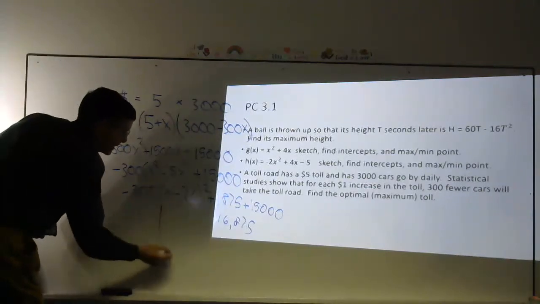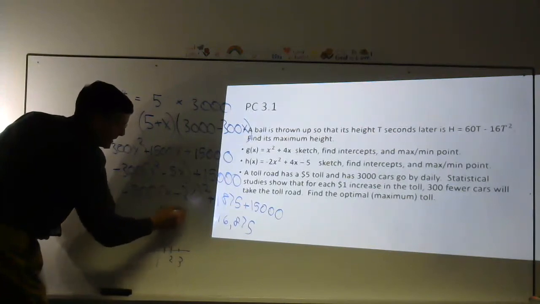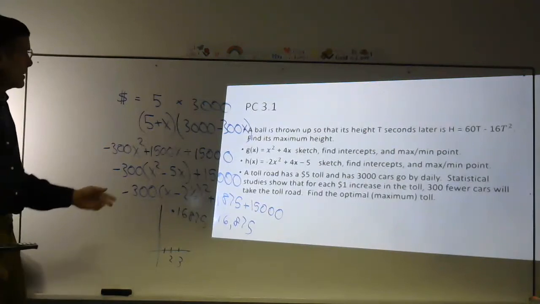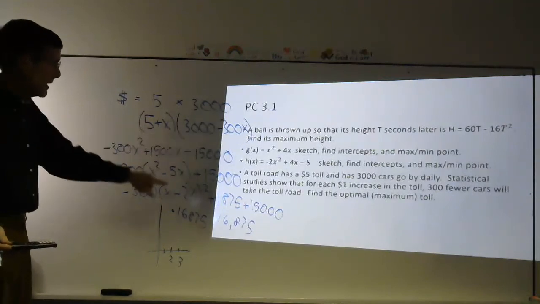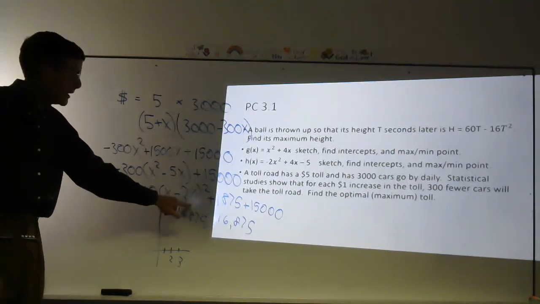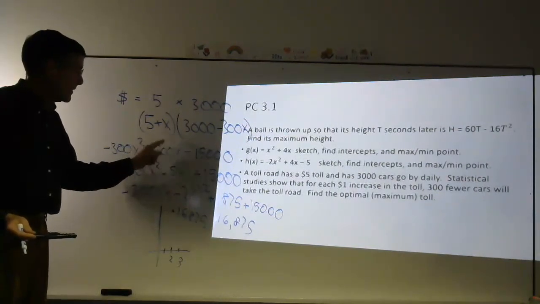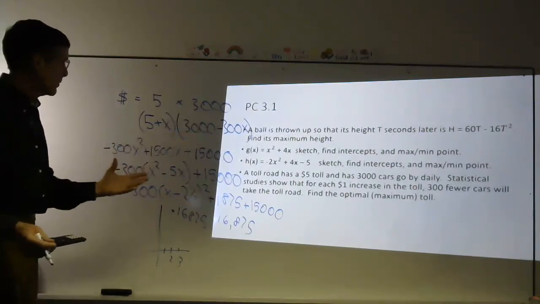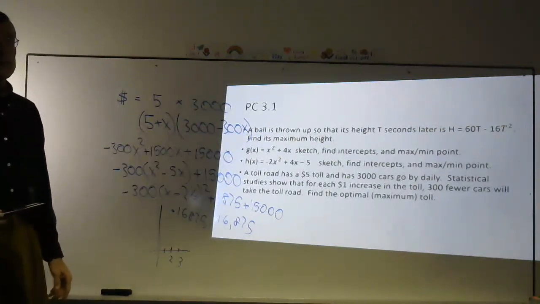This parabola is shifted to the right 2.5, and you go up 16,875. But what was x to start with? X to start with was the additional dollars that we should add on. And what should we add on? $2.50. We should add on 2.5 to the 5. And we will earn 16,875. So the optimal toll, the best toll you could charge, adding $2.50 to the 5 is $7.50.